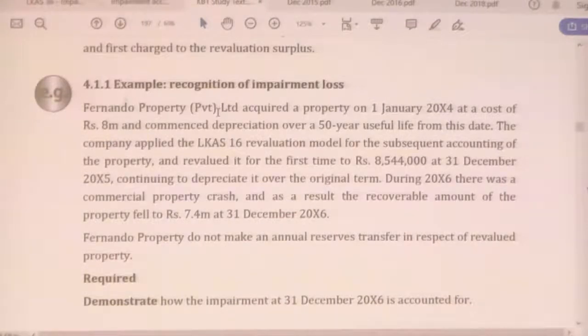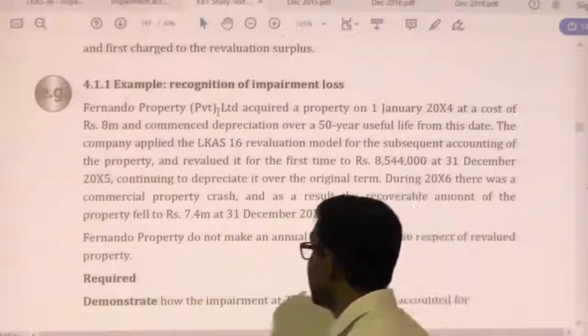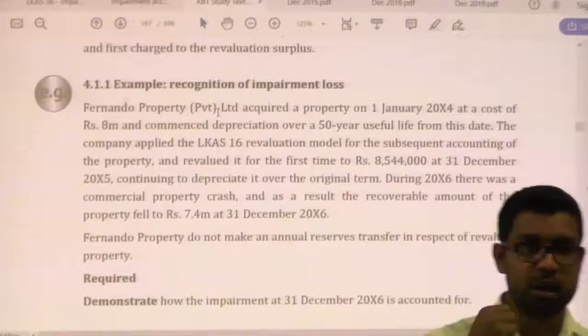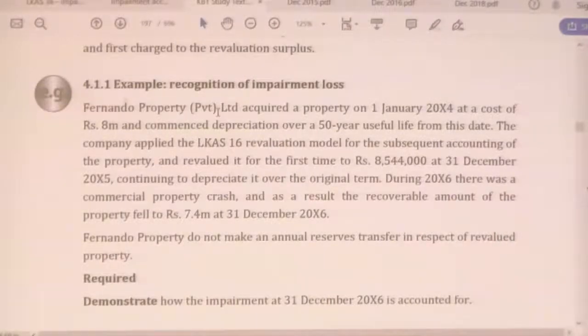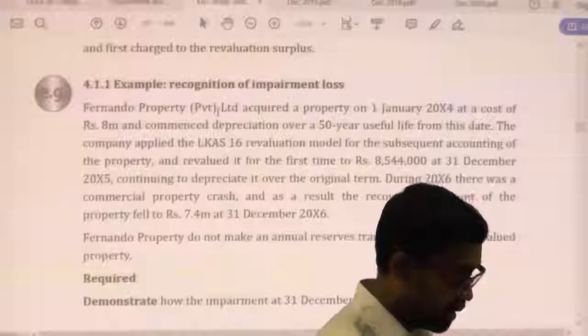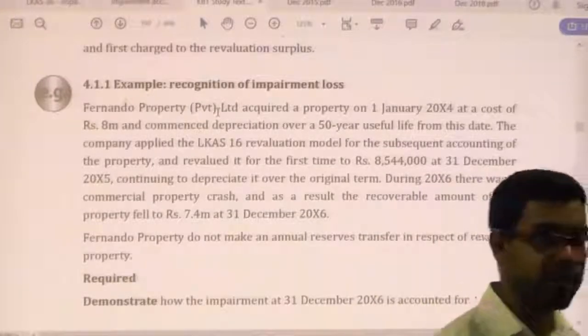Fernando Property does not make an annual reserves transfer in respect of the revalued property. The requirement is: demonstrate how the impairment at 31st December 2006 is accounted for. You have to show your calculations with clear evidence, right? Clear evidence. So we'll do that calculation. Fine. So I believe you have this example. Now we'll see how we can continue this.